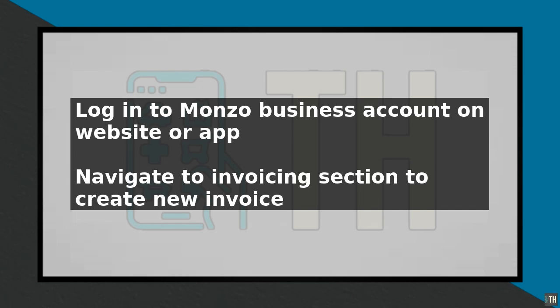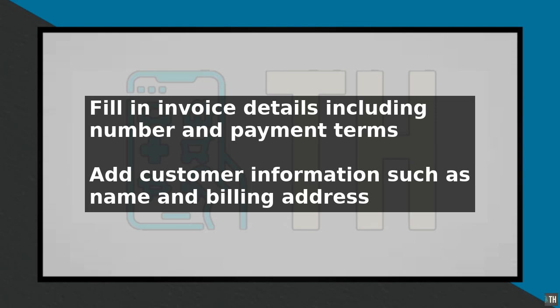Now, add the items or services you are invoicing for. This can include descriptions, quantities, and prices. You can also add any applicable taxes or discounts. Make sure to double-check your calculations to ensure accuracy.